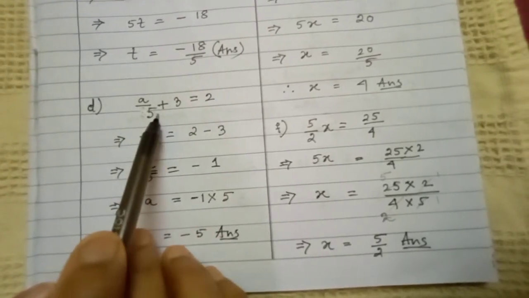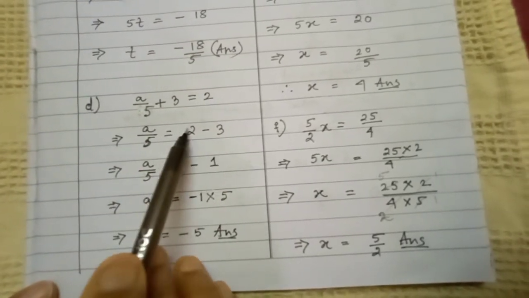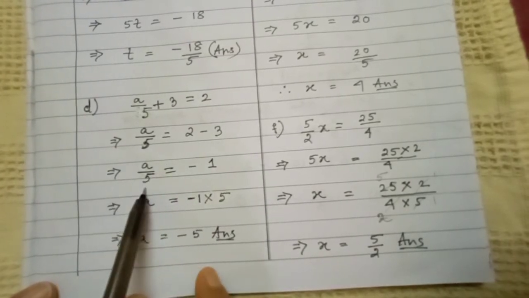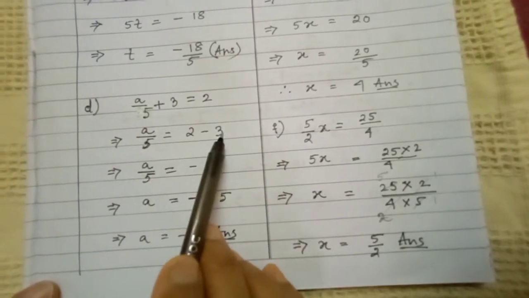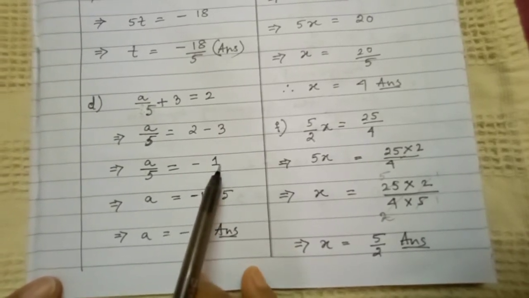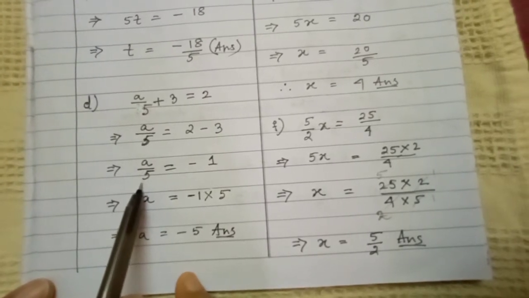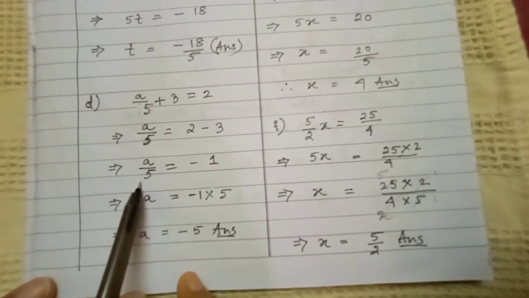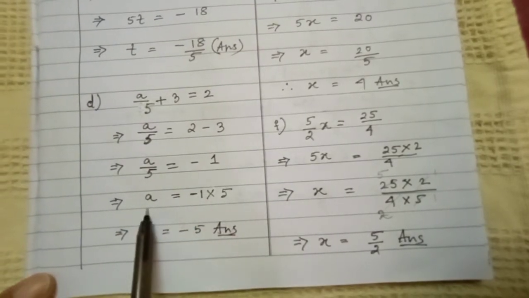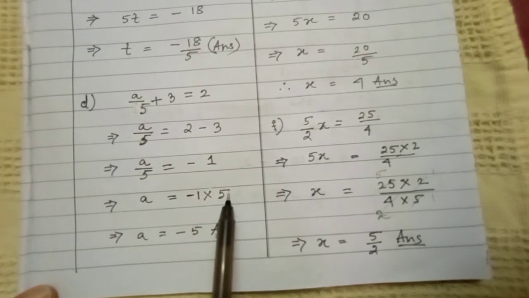Whatever the sign here, it was plus. When I transpose it to the right side, it will become minus 3. Okay. Then a by 5 is equal to, subtracting, take the larger number's sign, minus 1. So minus 1 will come. Now here 5 is there. Directly I am multiplying, because it is dividing here, so it will be multiplied on the right side. a is equal to minus 1 into 5.